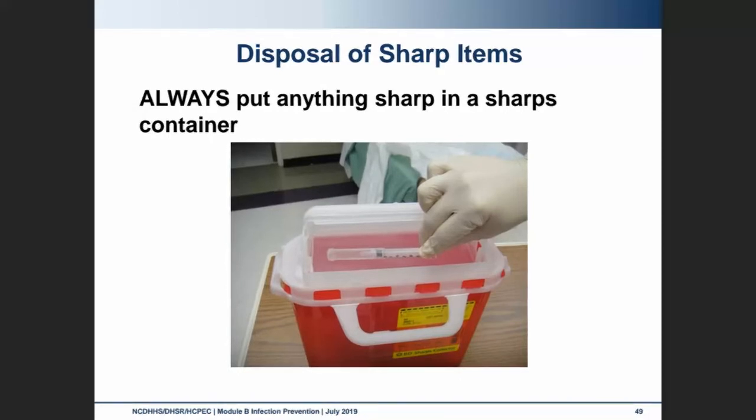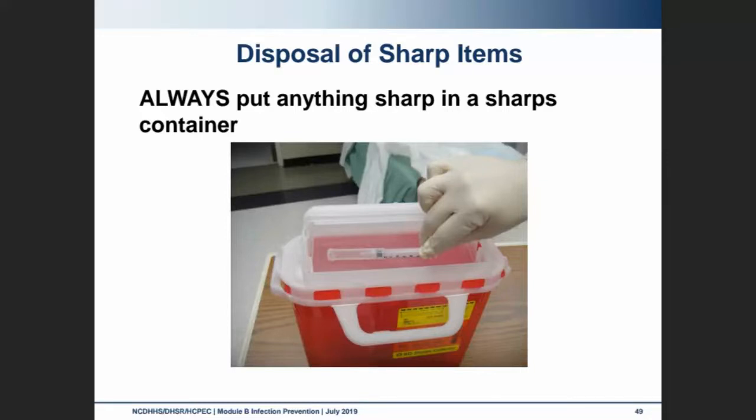There's a few things to remember when we're using sharps containers. Never ever stick your hand or fingers into the sharps container. You can see that person is just hovering over that opening. That person's going to drop that sharp into that area, and it will do an automatic tilt and drop that sharp into the container below.